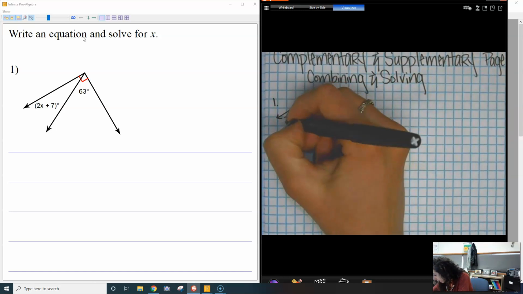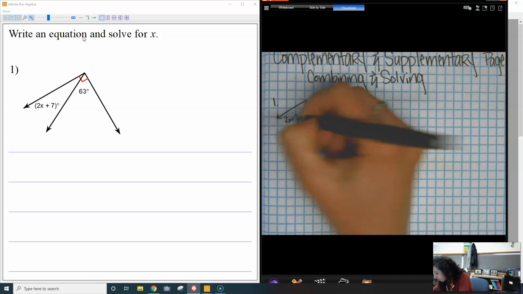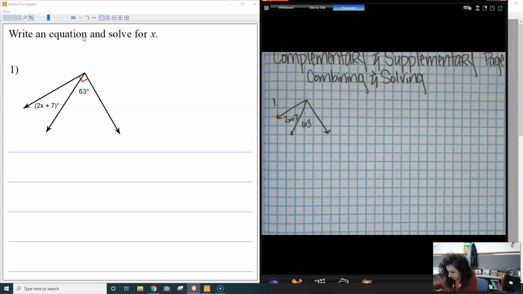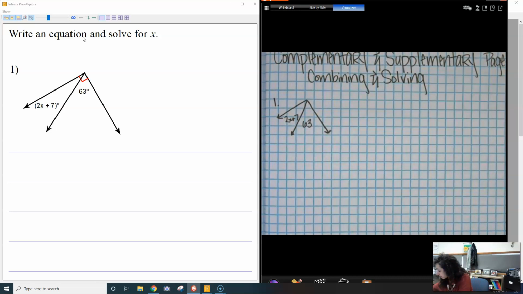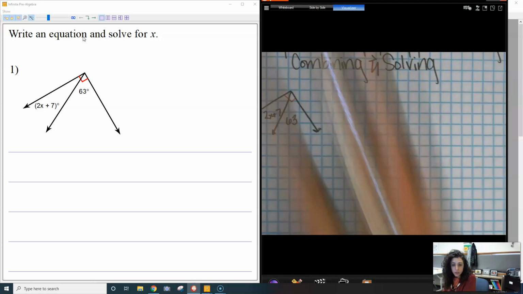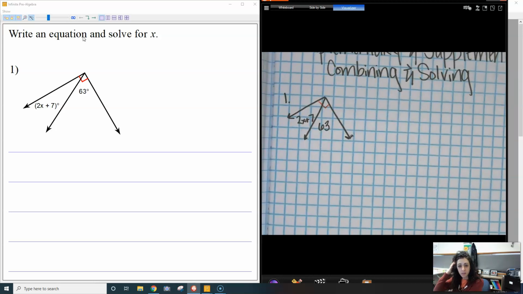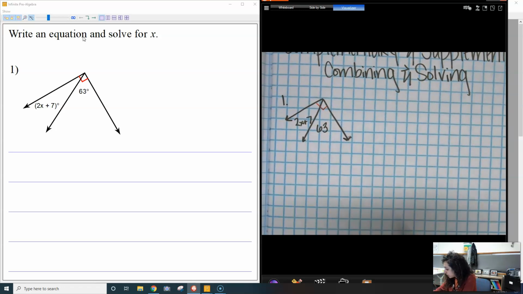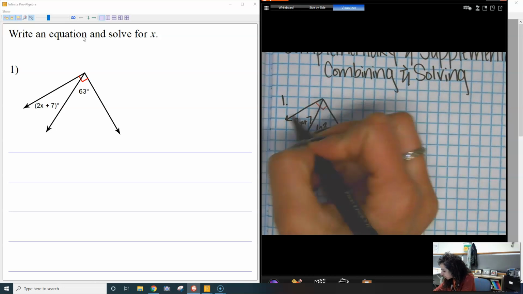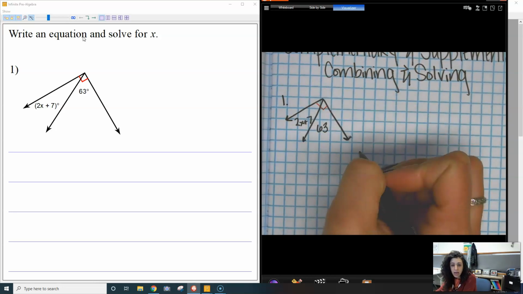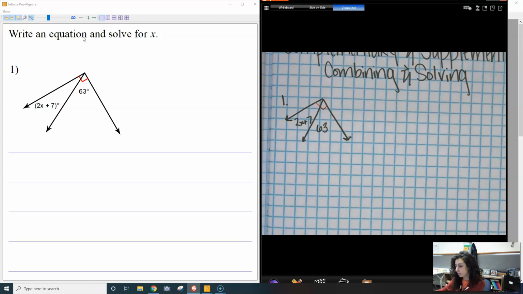So we have 2x plus 7, and we have 63 here, and I'm going to use my red pen to mark that this is a 90-degree angle. All right, I'm going to zoom in just a little bit more. So we have 2x plus 7 as one of them, and then 63 as the other one. What we know is that this smaller angle plus the 63 has to make 90 degrees, so they're complementary.